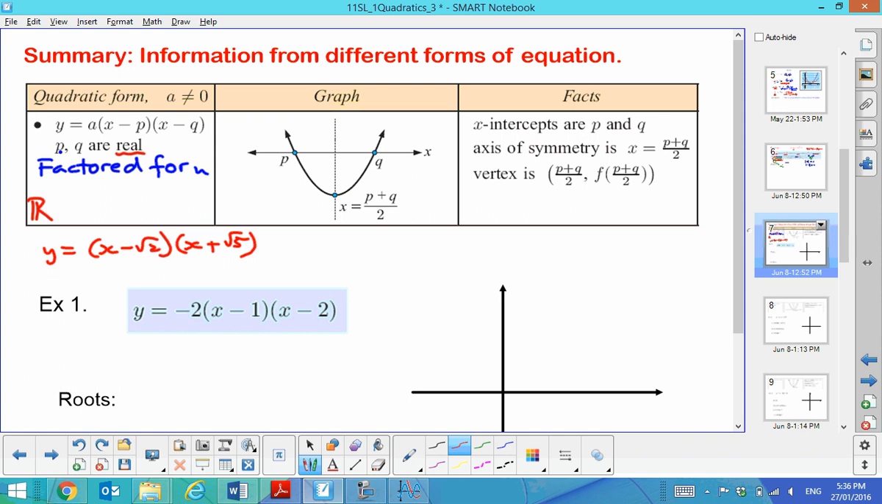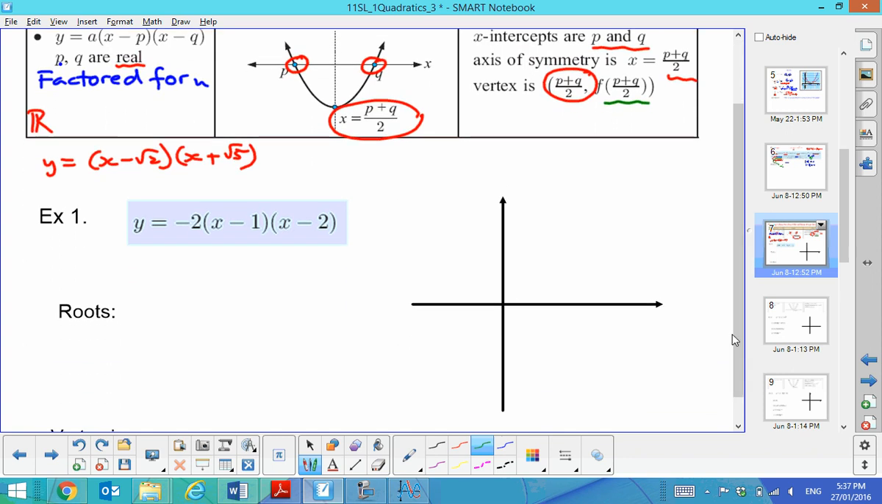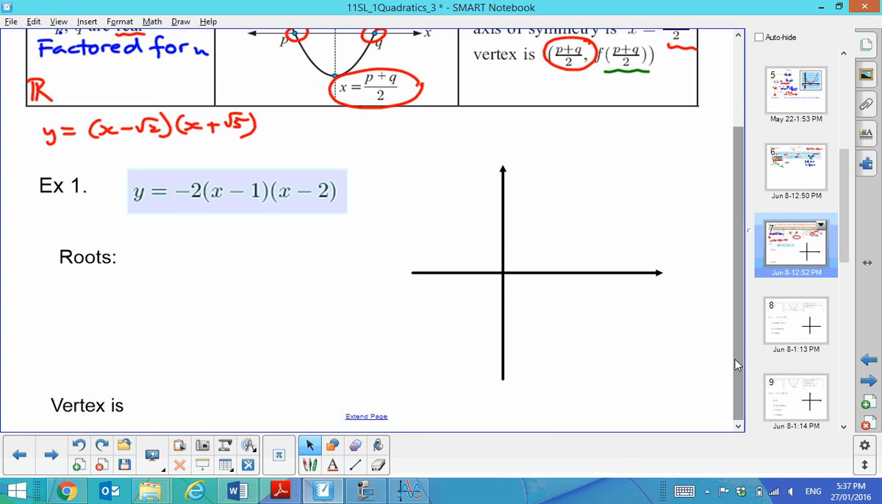Remember to get our vertex, take the average of the two roots, the x-intercepts. So the x-intercepts of P and Q, the axis of symmetry is the average of them. To get the vertex, you want the x value, that's matching this, and then substitute this back into the equation to get the y value. So pause the video, have a go at this equation here, do a quick sketch of it, and write down what are the roots and what is the vertex.